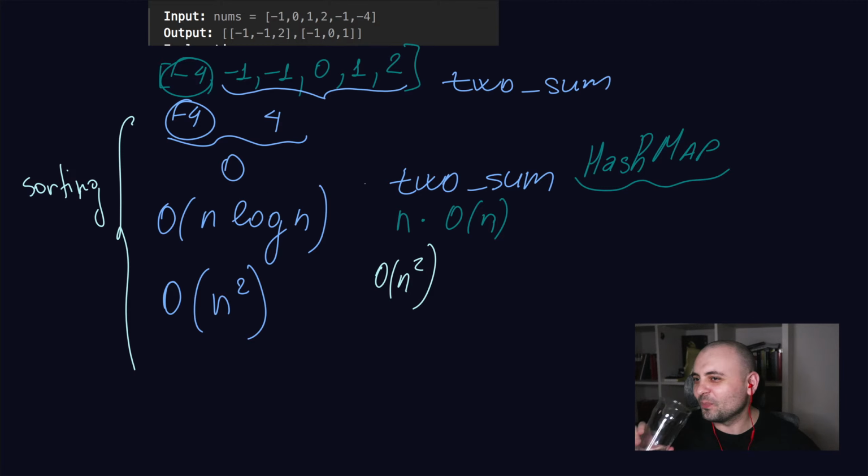Okay, so let me start coding this implementation, getting it in big O of n squared.